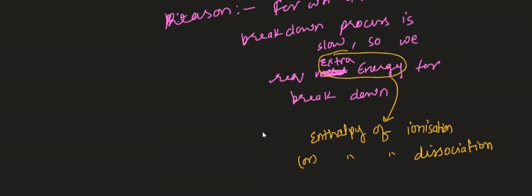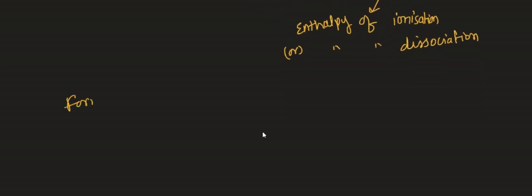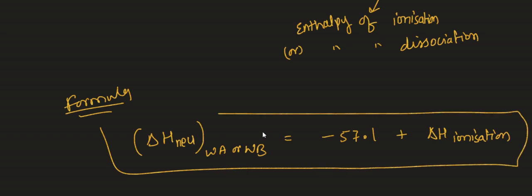Right, so let us write down the formula for enthalpy of ionization or enthalpy of dissociation. The formula is delta H neutralization, of whichever weak acid or weak base we are talking about, is equal to minus 57.1 plus delta H of ionization, the extra energy required. This formula is used whenever the question asks about ionization or dissociation. Clear till here?